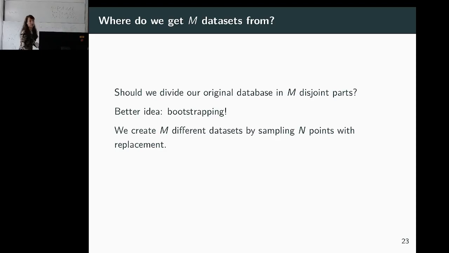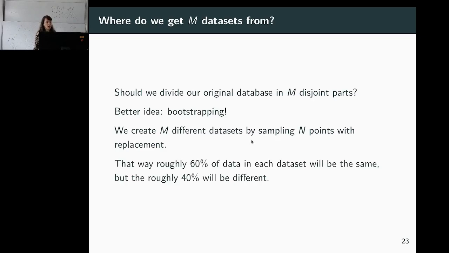And this is a really good thing, because that way, roughly 60% of data in each data set will be the same, on average, but roughly 40% will be different. And of course, this doesn't solve the whole problem, but it will help to reduce our variance. And what we wanted to do, we just said our variance is too high, we want to reduce it as much as we can, and this idea would already help by a lot.